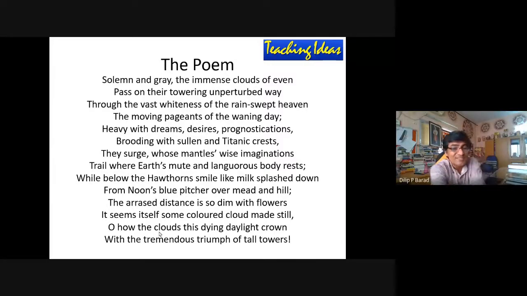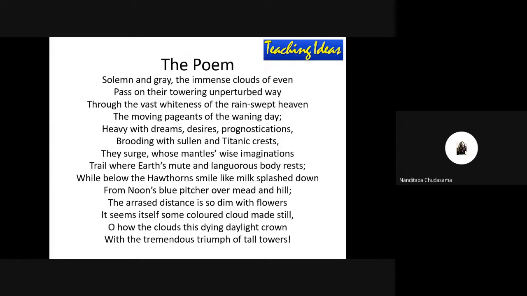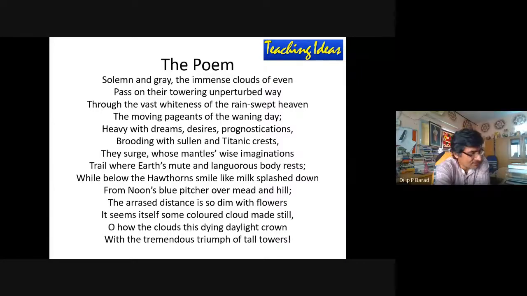It is whose mantles, wise imagination. No, I don't think it is appropriate. Yes, mantle is again personified, and it is said whose mantles, wise imaginations. Which meaning do you find appropriate? For mantle you will find so many meanings, but this is not that mantle. Like when someone goes mad we say mental case, it is not that mental. The spelling is different. Mantle.